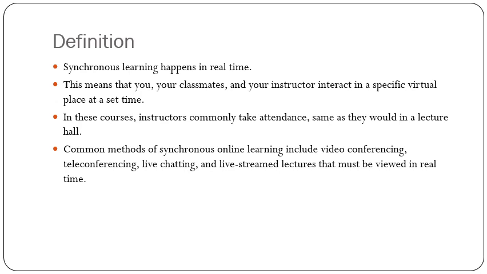So, what is synchronous learning? Synchronous learning happens in real time. It means that you, your classmates, and your instructor interact in a specific virtual place at a set time. So, that basically means if the lesson is going to be from 8 to 10, both you and your instructor are going to be logging into the lesson from that 8 to 10. Common methods of synchronous learning include video conferencing, teleconferencing, live chatting, and live streamed lectures that must be viewed in real time.